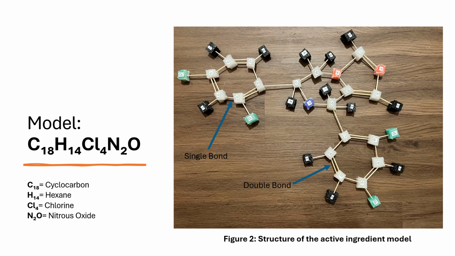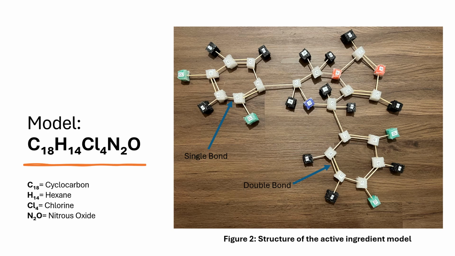I have created a model made from foam with labels on it to identify each atom. As everyone can see in the picture, the model shows the arrangement of the atoms and how they are bonded together. Each white cube represents a carbon atom, black represents hydrogen, green represents chlorine, blue represents oxygen, and red represents nitrogen. The sticks connecting the cubes represent covalent bonds between the atoms.